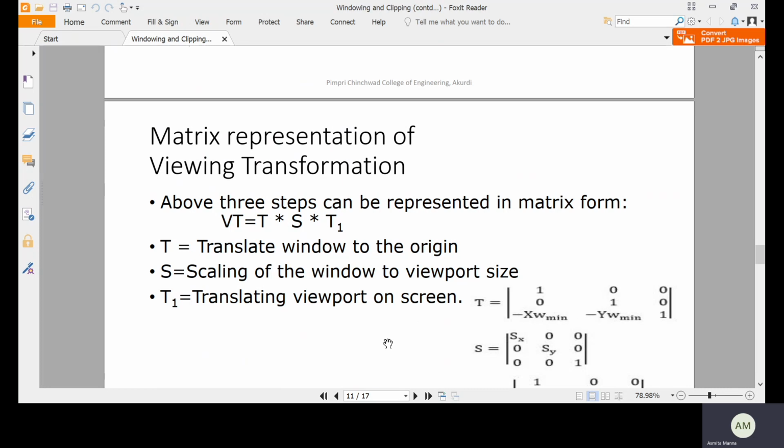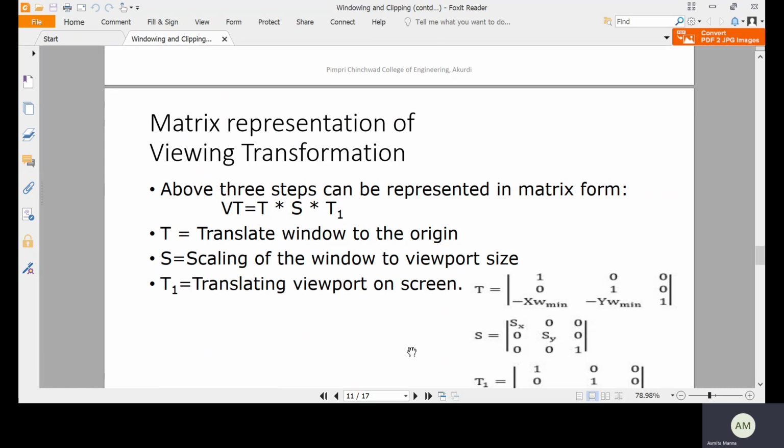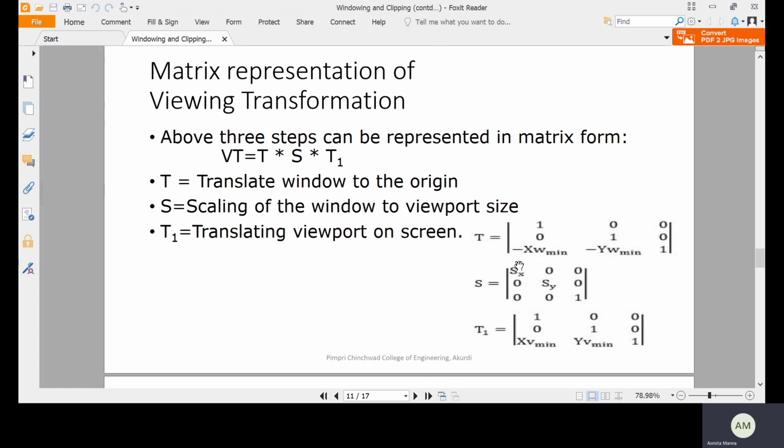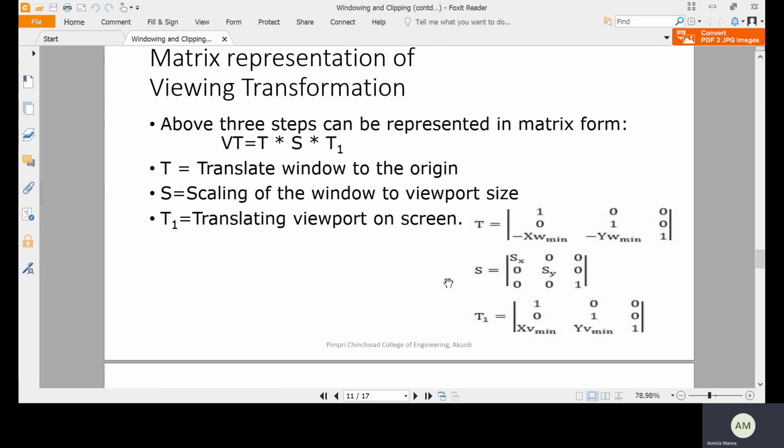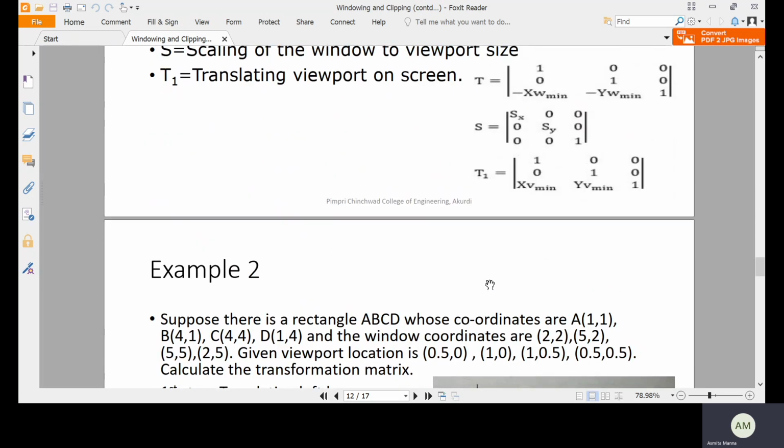Similarly, what will be the scaling factor in case of using the homogeneous coordinate system? We have to write like this: sx 0 0, 0 sy 0, 0 0 1. In our case, sx and sy we have calculated, right? And what about the next translation? This will be positive xv min, positive yv min. So 1, 0, xv min, 0, 1, yv min, and 0, 0, 1. This is the column representation of the matrix, right?